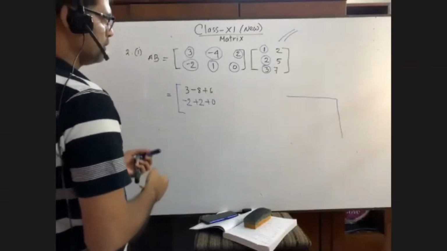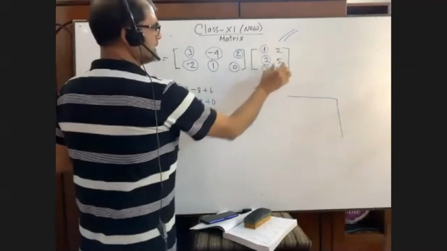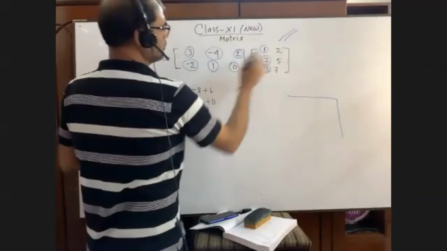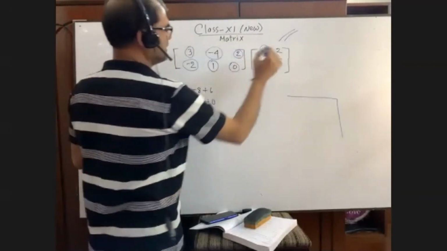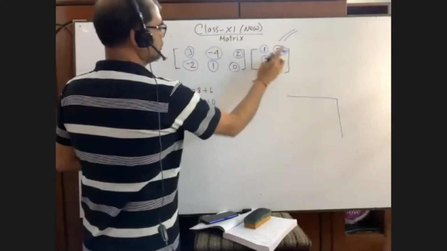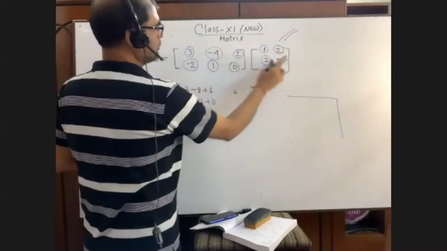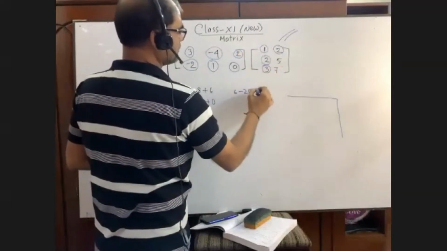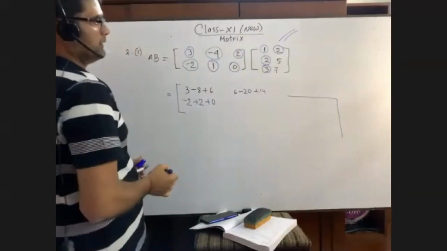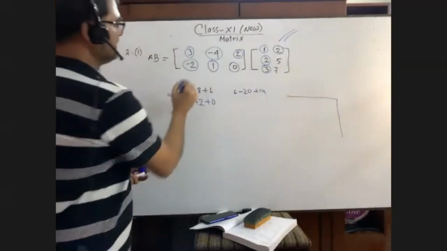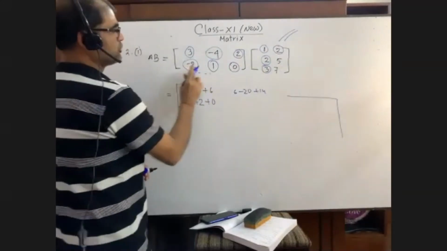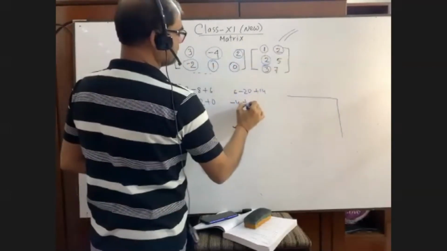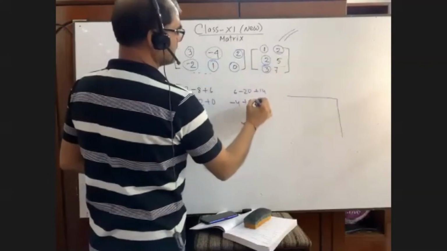Similarly, suppose it is done. Now you have to multiply with this. You multiply 3 into 2. Just let me know, 3 into 2 equals what? 3 into 2, that is 6, minus 4 into 5, minus 20, 2 into 7, that is plus 14. Now what is left? This part is left. So minus 2 into 2, that is minus 4, 1 into 5, that is plus 5, 0 into 7, that is plus 0.